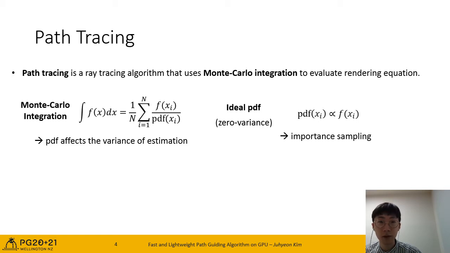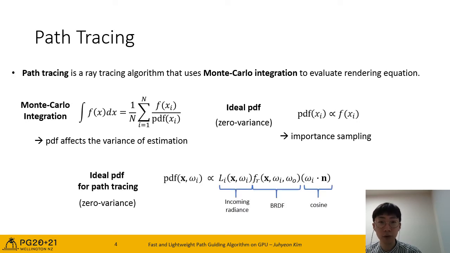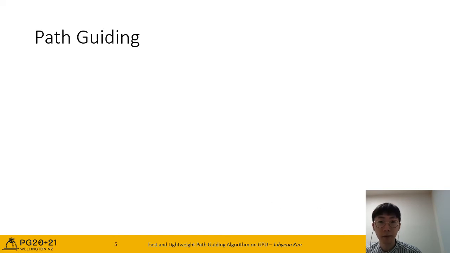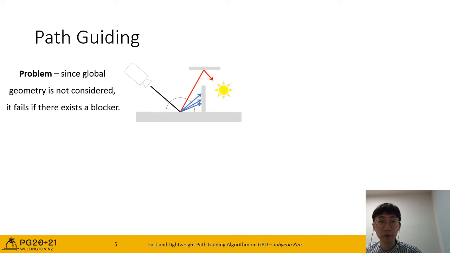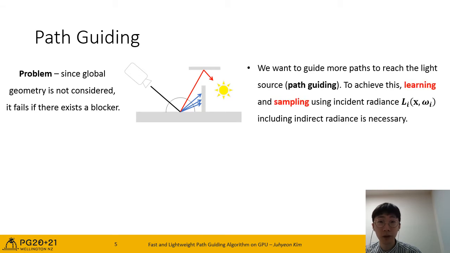For path tracing, considering the rendering equation, the ideal PDF would be proportional to the whole integrand term. However, since the incoming radiance term remains unknown before rendering, common practice is to sample only proportional to the BRDF term. However, such method does not consider global geometry. It fails if there exists a blocker between object and light source, as the figure showed. We want to guide more paths to reach the light source, and we call this task path guiding.